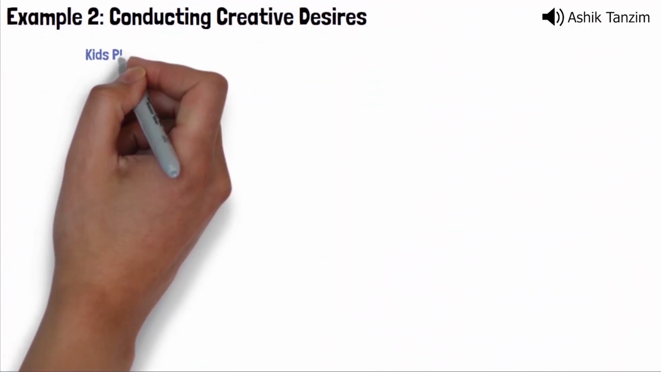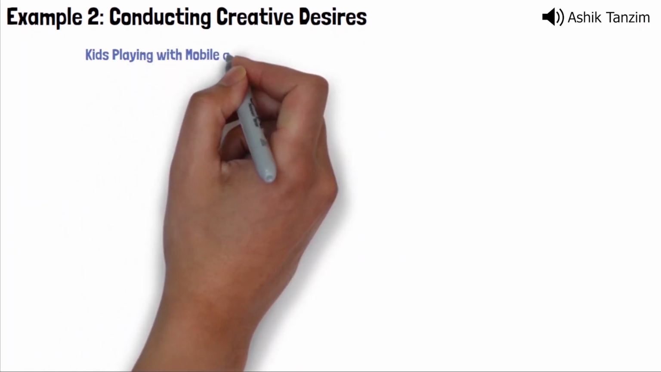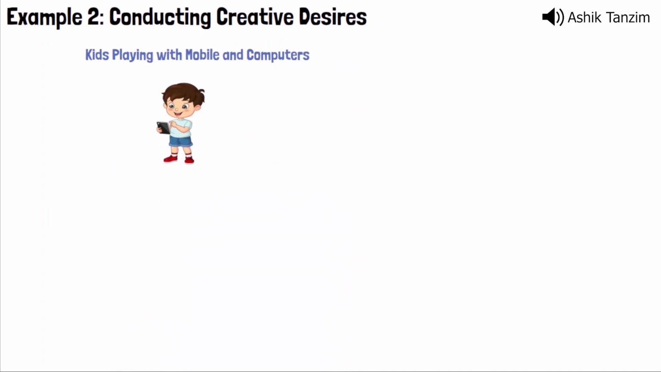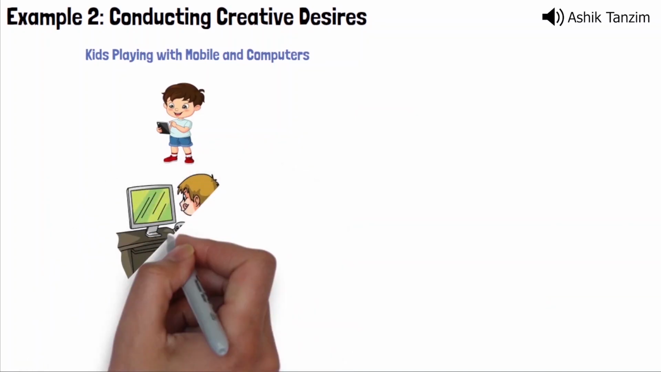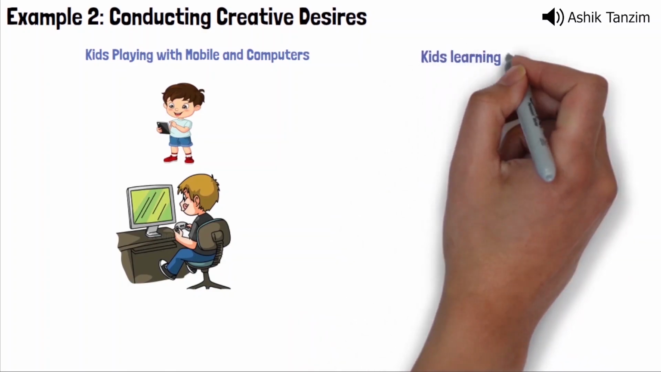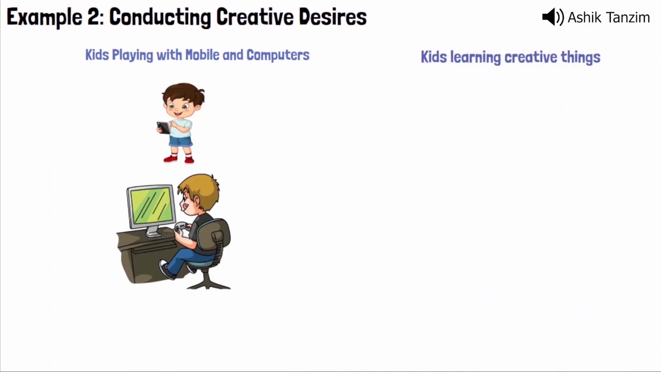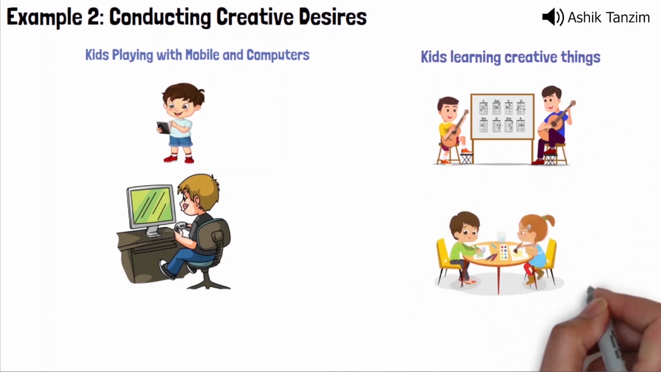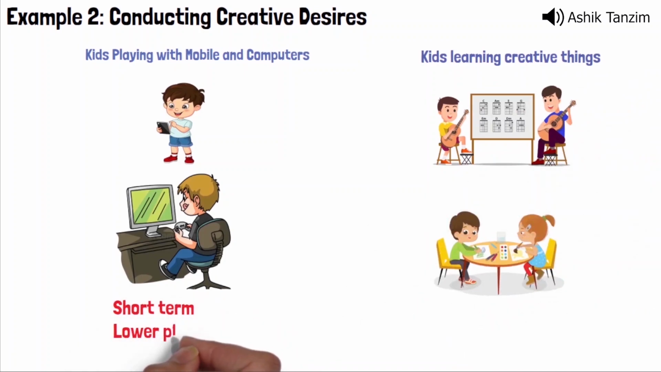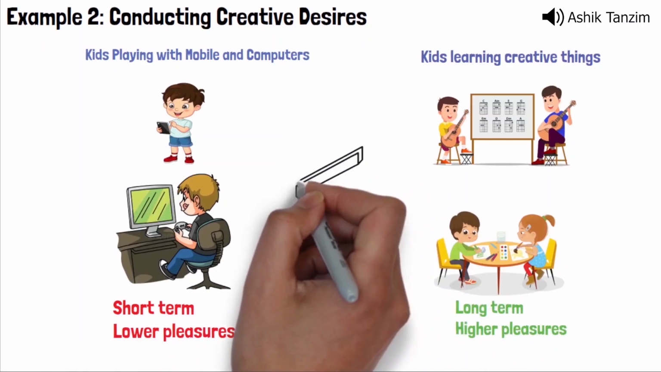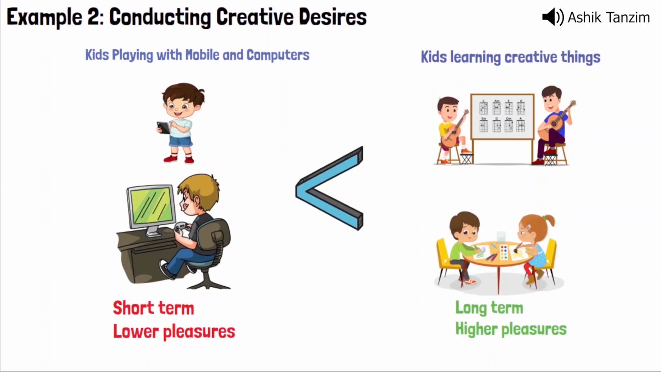Another example is how children spend their time. On one side, kids play on phones or computers. This gives short-term fun, but not much lasting value. On the other side, kids engage in creative activities like music or art, which build their minds and bring long-term joy. Mill would say the second option provides higher happiness.